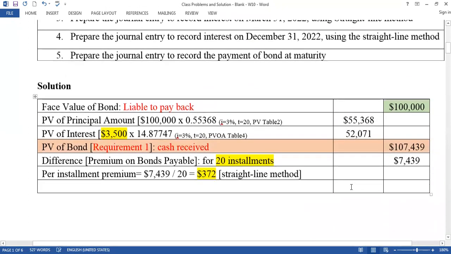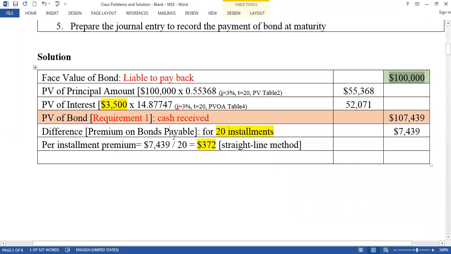Requirement 1 said to calculate the present value of the bond. This is the present value of the bond. We receive cash today, but we are liable to pay back this money. And we do some working here that the difference is the premium, and this premium is for 20 years. So we are going to allocate this over 20 years per installment, and it is $372.